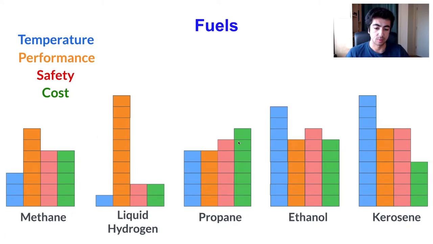So propane is all around a pretty good option. It's not cryogenic, but it's not a liquid at room temperature either. It's a gas at room temperature. So I think at atmospheric pressure, it's a liquid at around negative 40 degrees. So not a cryogenic, but you still have to insulate your tanks.